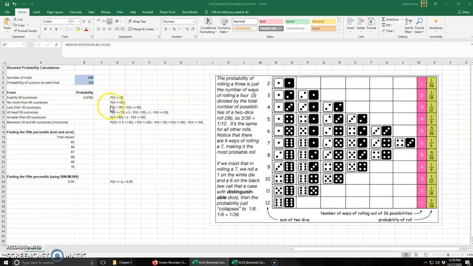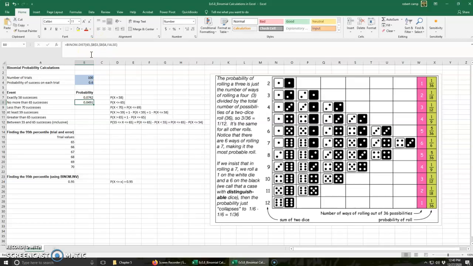Okay, so the next one is no more than 65 successes. What is that? Well, that means our probability is going to be less than or equal to 65. So I'm going to come up here and lock those two in because we're going to drag that down. So it's actually the exact same equation. Small difference though. First of all, let's change this to 65.